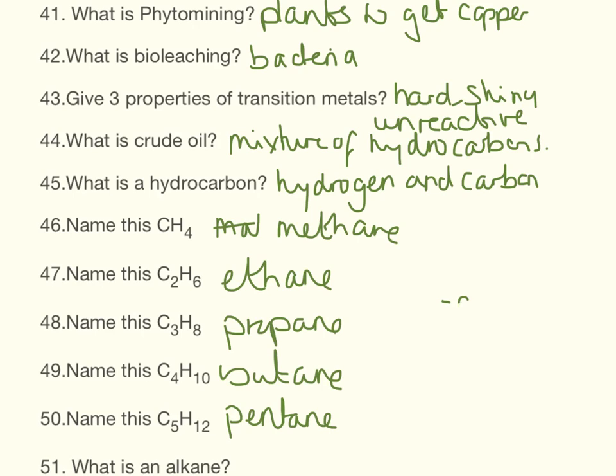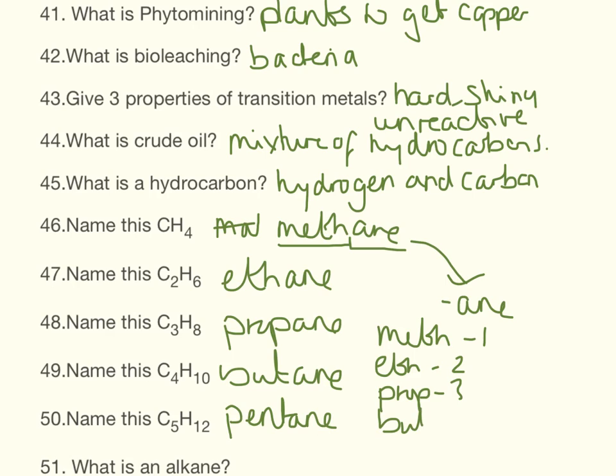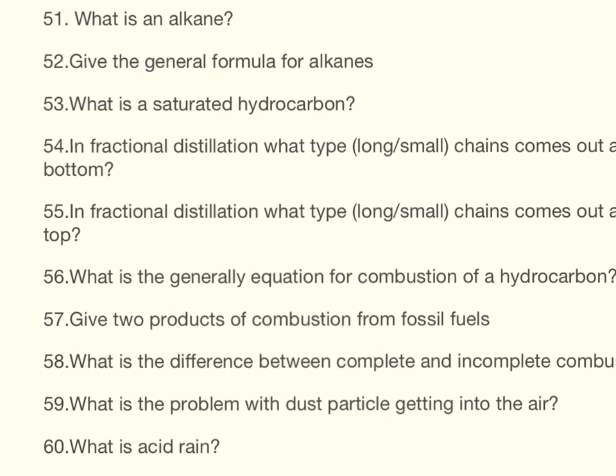and pentane. Remember, the A and E bit means it's an alkane, and the bit before tells us how many carbons it is. So meth 1, eth 2, prop 3, but 4, and pent 5. An alkane is something that only has single bonds in between the carbons. The general formula for alkanes is CnH2n+2. A saturated hydrocarbon, that is just another name for an alkane.